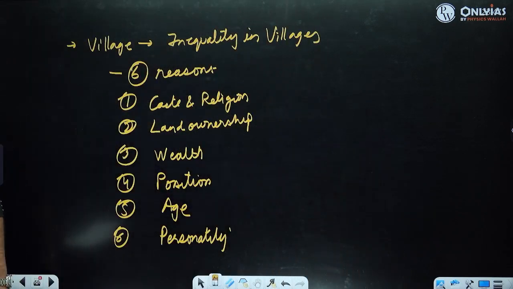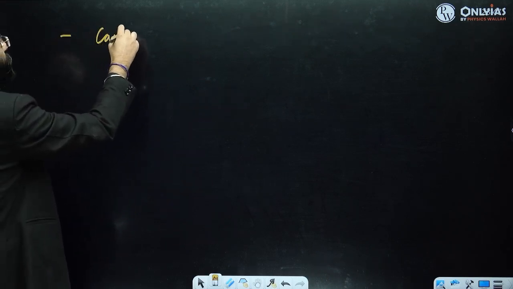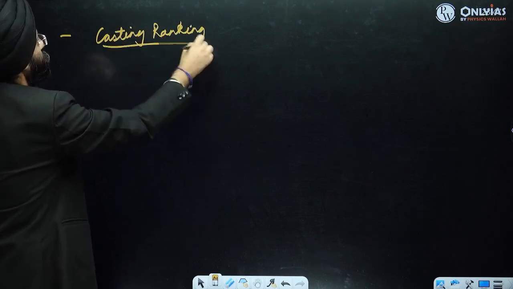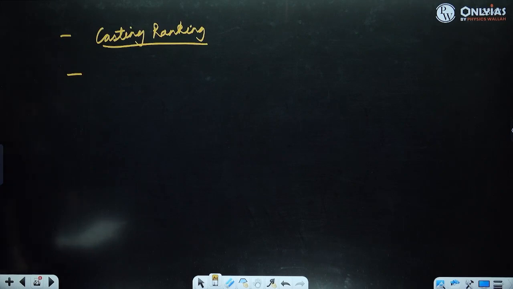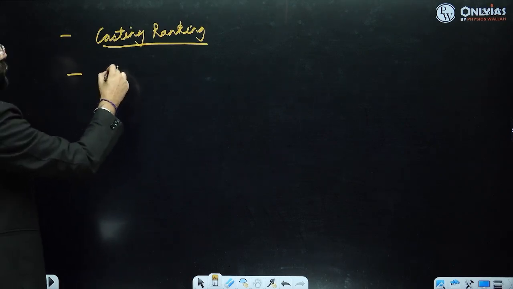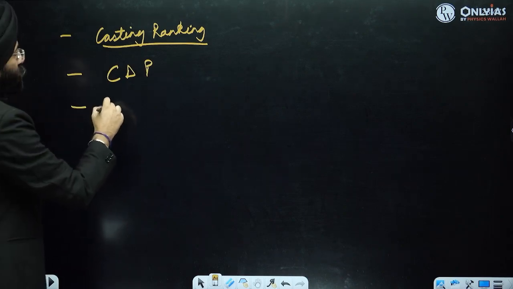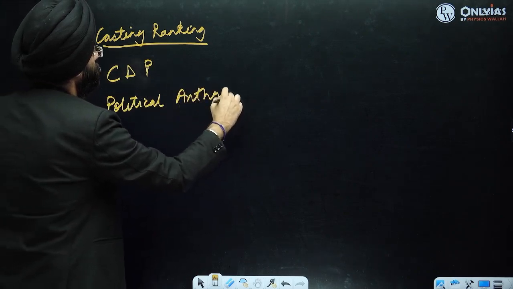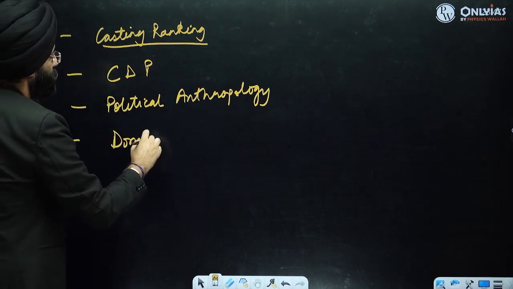Clear? Now, he again worked on the caste ranking. You can mention that among the villages of rural India. This is again a very important work. Then in his book, he had discussed the community development programs. You have to mention that. Again, his work with respect to political anthropology at the village level. Even his contribution to the concept of dominant caste.